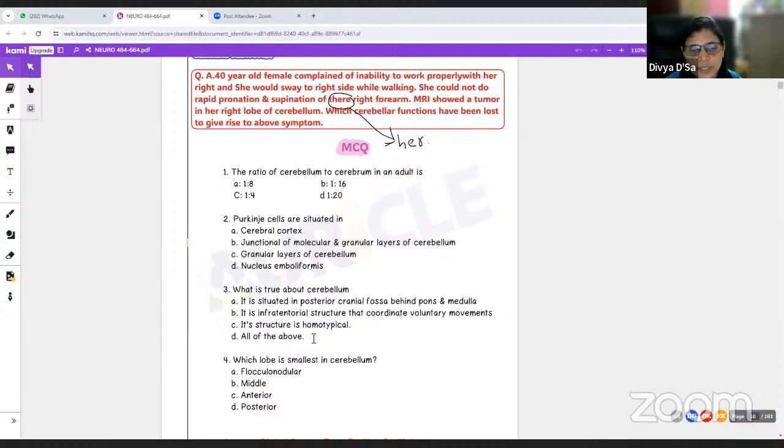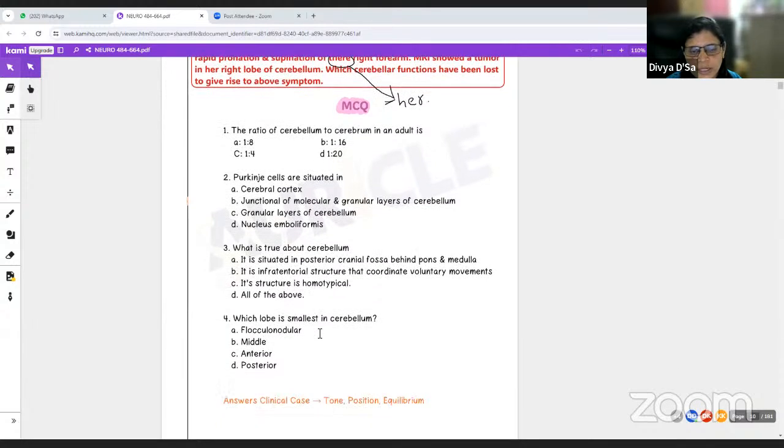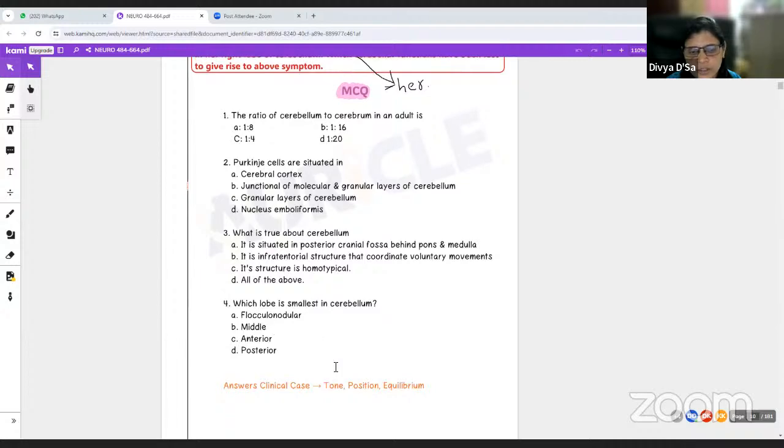What is true about the cerebellum? It is situated in the posterior pons. It is an infratentorial structure that coordinates voluntary movements, and its structure is homotypical. So all of the above. Which lobe is smallest in the cerebellum? It is the flocculonodular lobe.